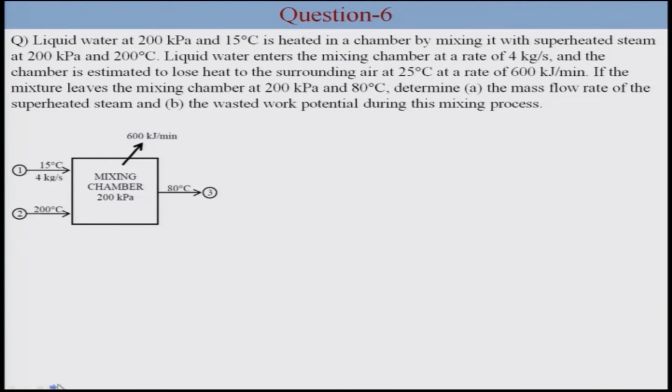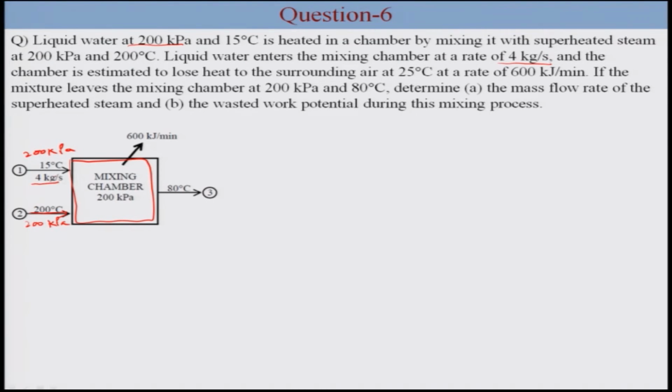Moving on to the next question, where liquid water at 200 kilopascal and 15 degrees Celsius is heated in a chamber by mixing it. So this is a mixing chamber, and this water is heated by mixing it with a superheated steam. This is a superheated steam at 200 kilopascal and 200 degrees Celsius. Liquid water enters the mixing chamber at a rate of 4 kg per second.